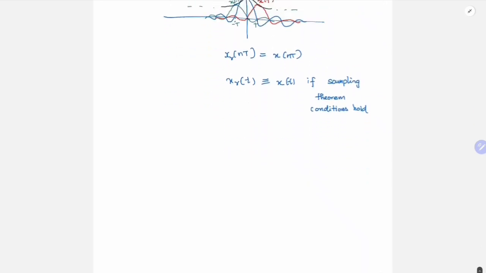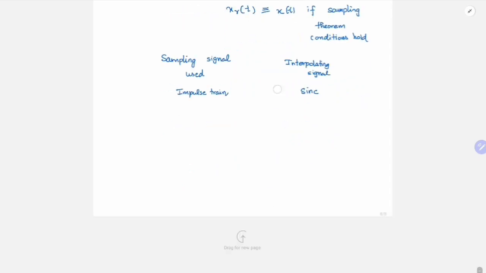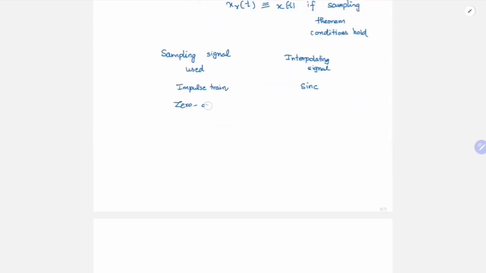So now let us again revisit the zero order hold. Here the interpolating function is sinc, right? So here I will say sampling signal used, the signal we use to sample it, and then this is the interpolating signal. So for impulse train, we had sinc, and for zero order hold, we had the waveform like this, right? H naught of t. And for linear interpolation, I'll have something like this.